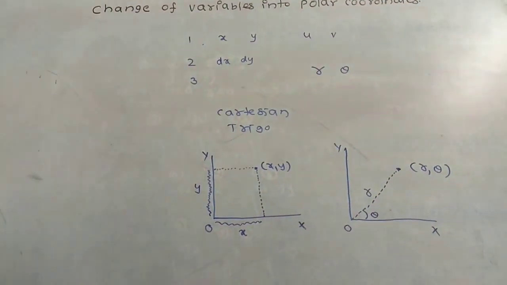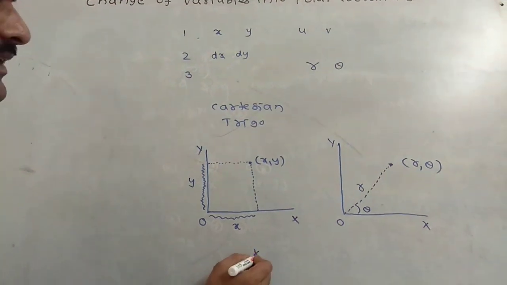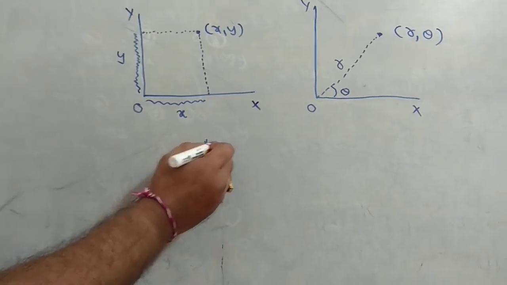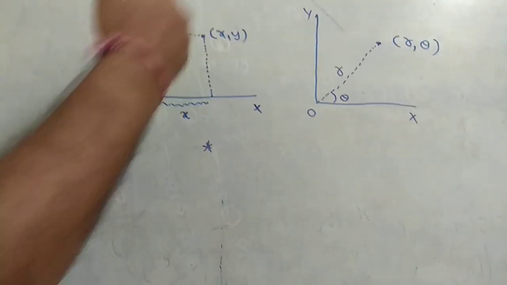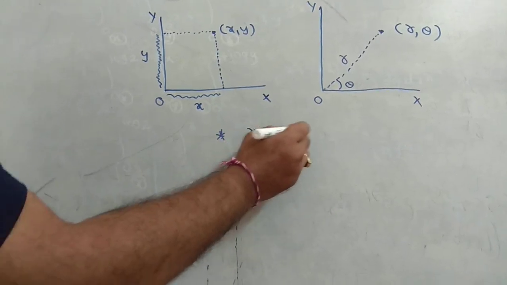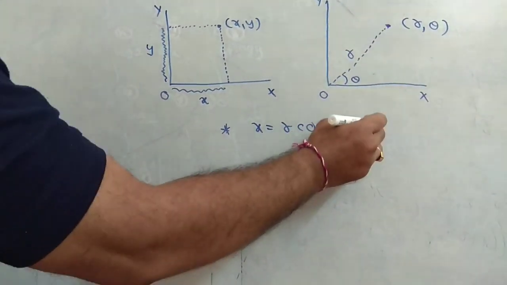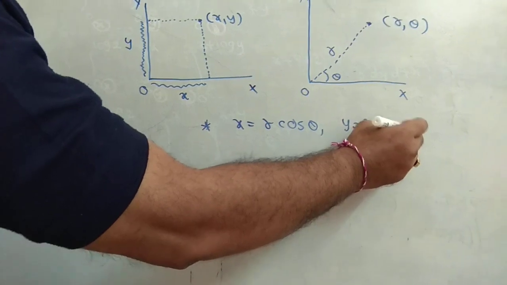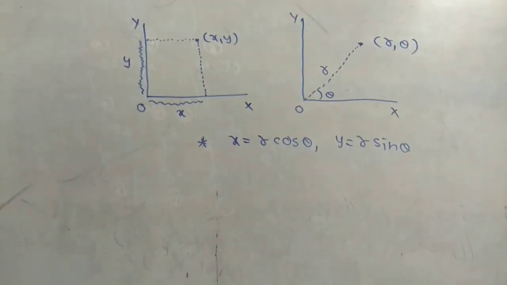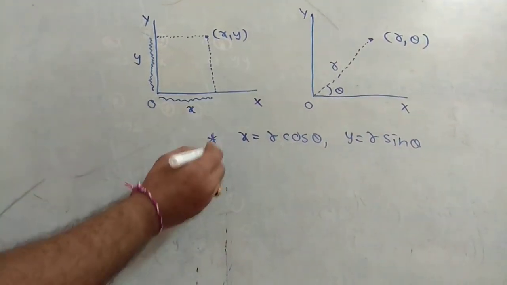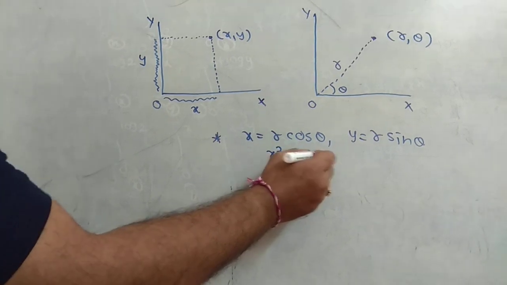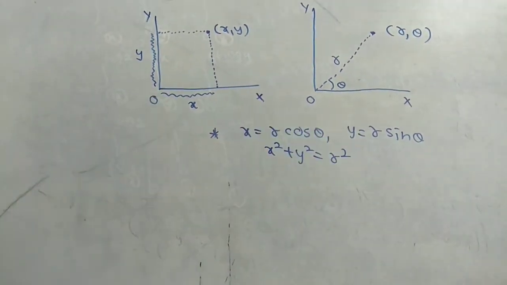But before going to that, I will give you a procedure. The first step: in order to convert into polar coordinates, you convert the x and y variables into r and theta by using the principle x equal to r cos theta and y equal to r sin theta. I am just giving you a standard procedure for changing into polar coordinates. The second condition it satisfies is x square plus y square is equal to r square. This is the first step.